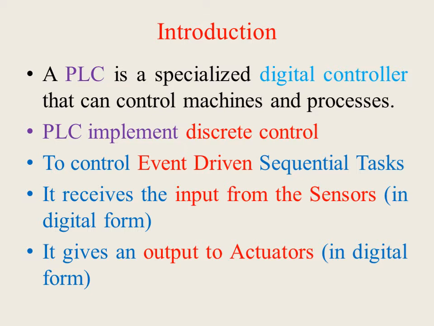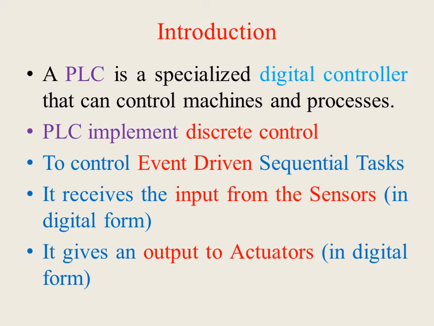Let us say a washing machine. It is dependent upon time. For a set timing the washing machine works. Similarly for event driven, let us say you want to start the motor, after that you want to start the valve, and after that you want to start the lamp. So it is event driven. One event gets completed, then another event gets started. PLCs are very effective in such event driven sequential tasks.